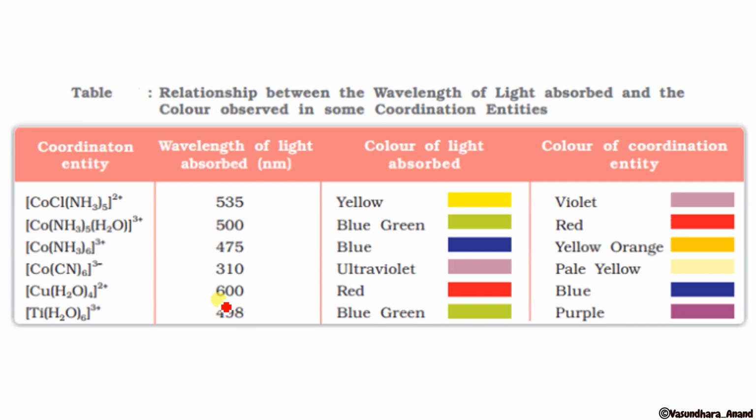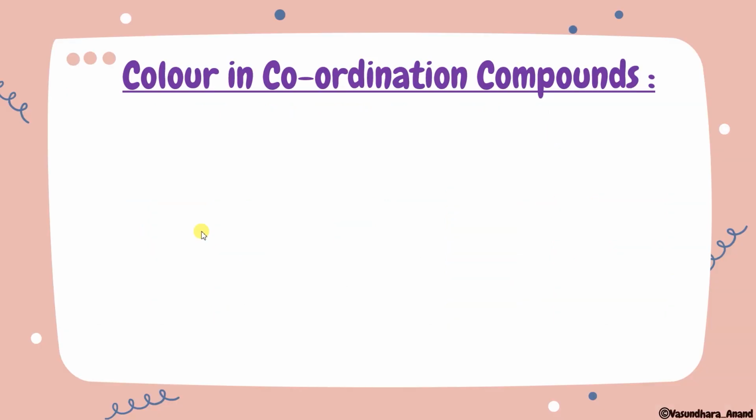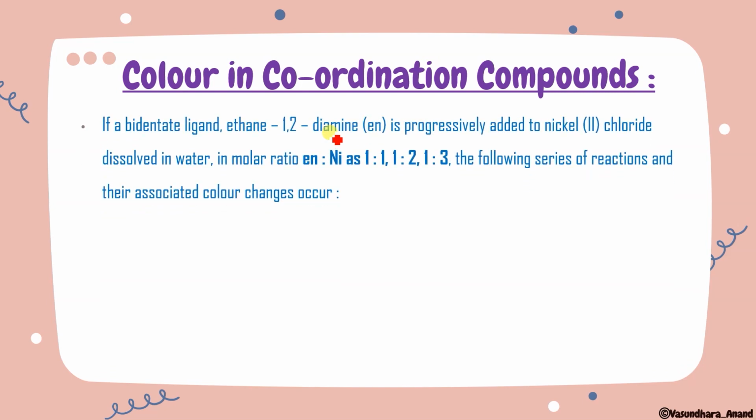This is 500 and this is 498. What is the difference? So it will show you the different color. Got it? So this is a complete thing to learn only. So now in continuation of this color in coordination compounds, there are few things which we have to understand.